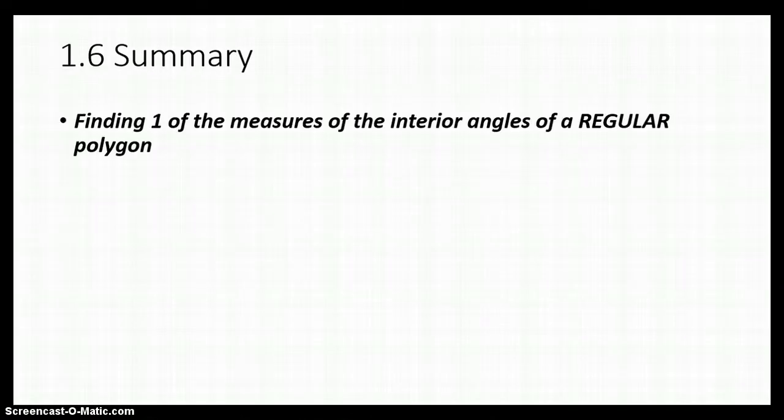So as you're going to see, you're going to have all kinds of different problems. They're going to ask you to find the sum. They might ask you to find one angle. They might ask you to find the number of sides. So I'm going to try to give you an example of each of those.